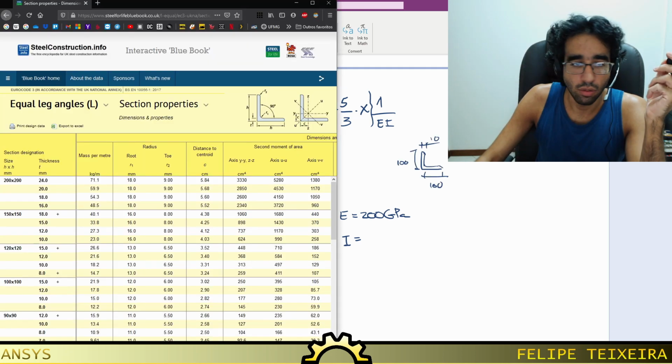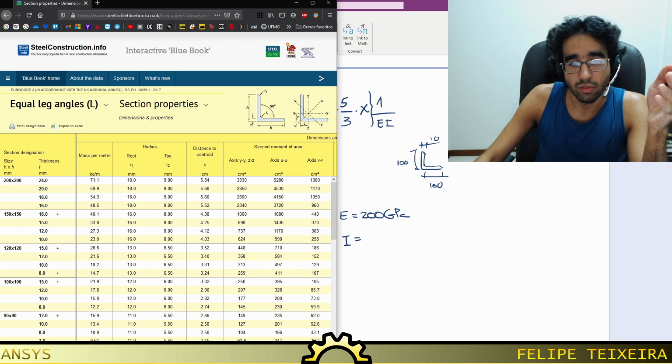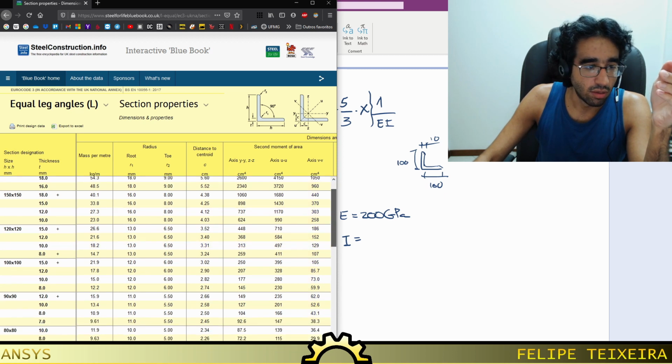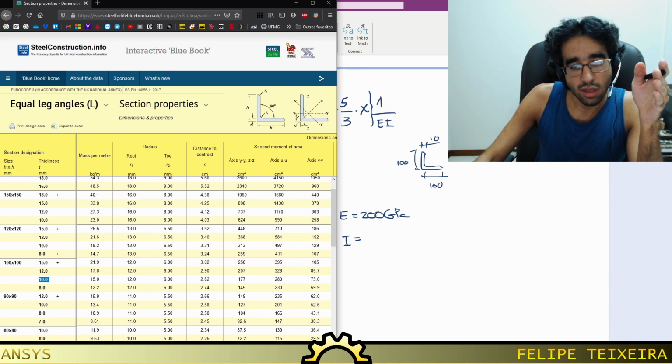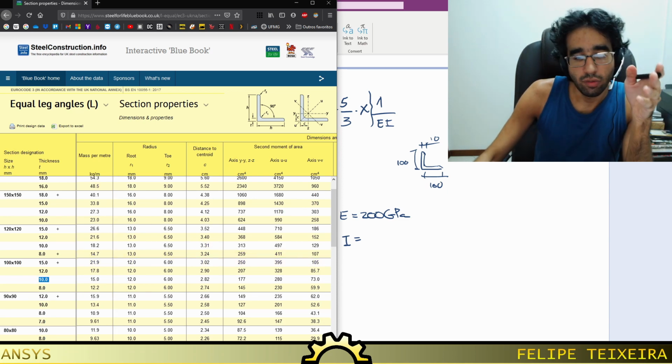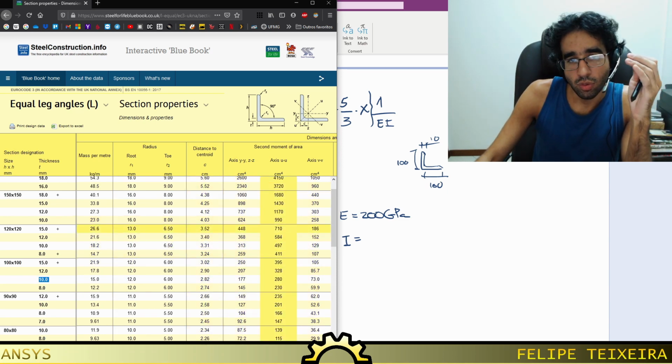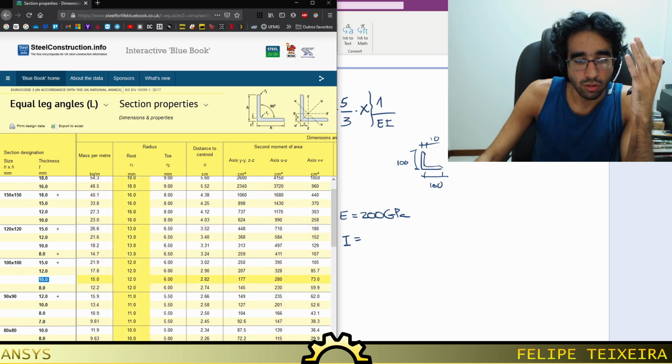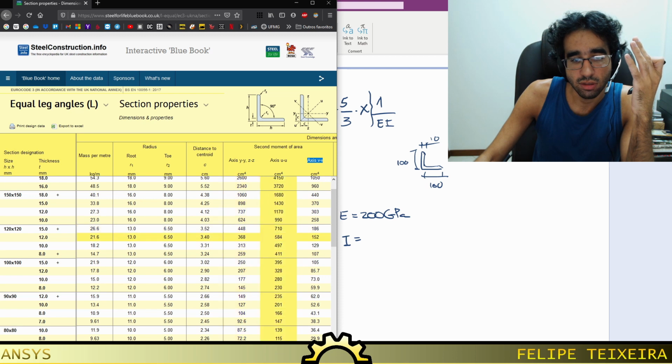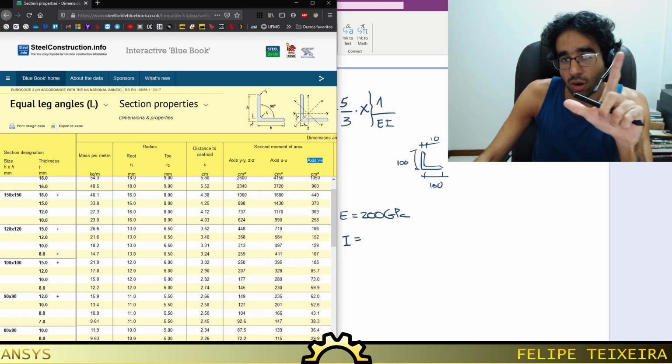It's an angle. And here on this website, we can see the values of the geometric properties of this cross-section. So our cross-section is 100 by 100 by 10. So it's this one, 100 by 100 by 10. So we need the second moment of area, which is I. But if you look at the table here on the left, you will see that there are three values for second moment of area. So we have here axis YY/ZZ, axis UU, axis VV. So what's this about? So here we have our L section.